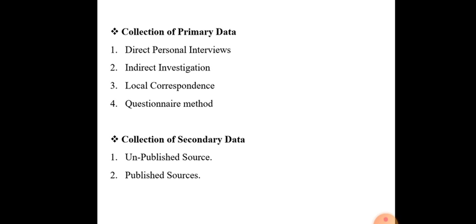So these are the sources to collect primary data and secondary data. In the next class we will see the techniques of data collection. The first one is the experimental method, the second one is the census method, and the third one is the sampling method. Okay, thank you.